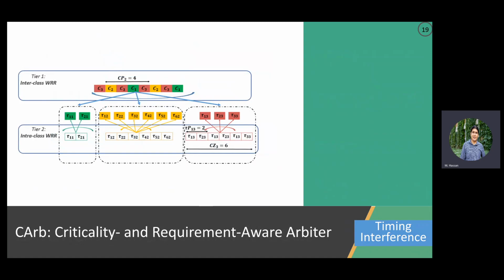Here I'm showing you one example of an existing criticality and requirement-aware arbiter. It builds on top of something that might seem very common, but I would be very aware.